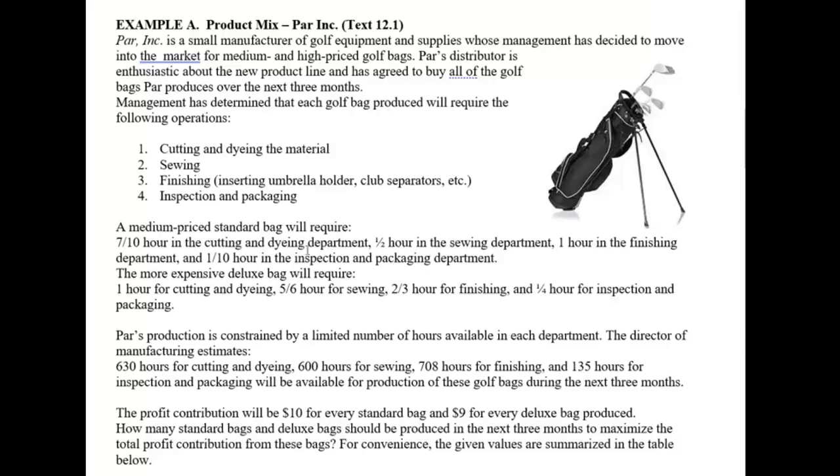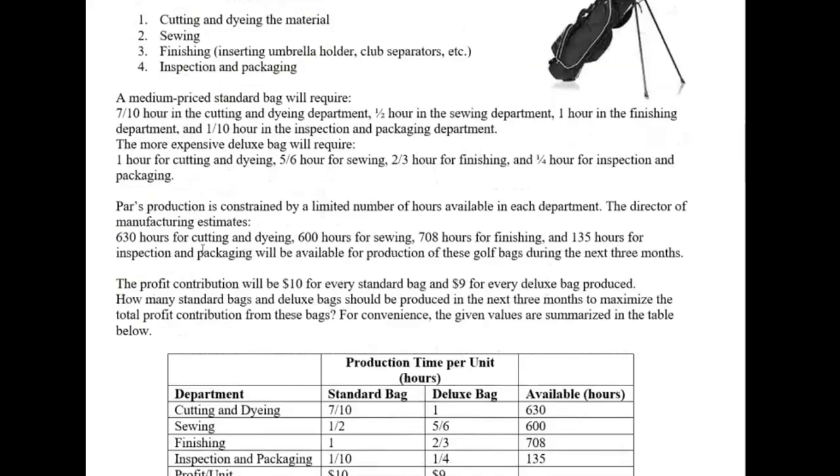Here are the operations that are needed to make the golf bag. You gotta cut and dye the material, you gotta sew the material, finish the material. That means steps like this, and then inspect and package. So the final product is going to look like this without the golf clubs. And there's two models here. There's a standard bag, medium price standard bags, and then there's also the deluxe version. So we've got the standard version and deluxe version. And they want to decide how many of each to produce.